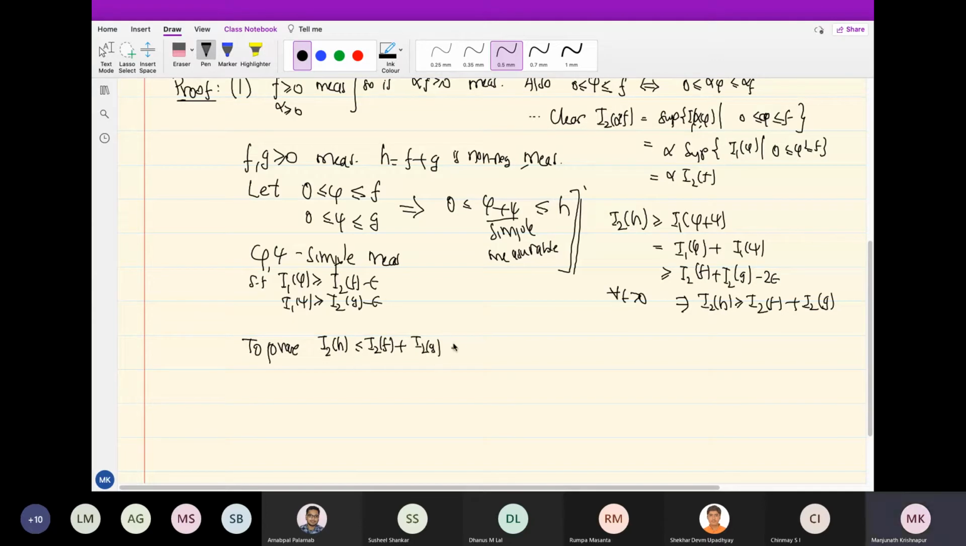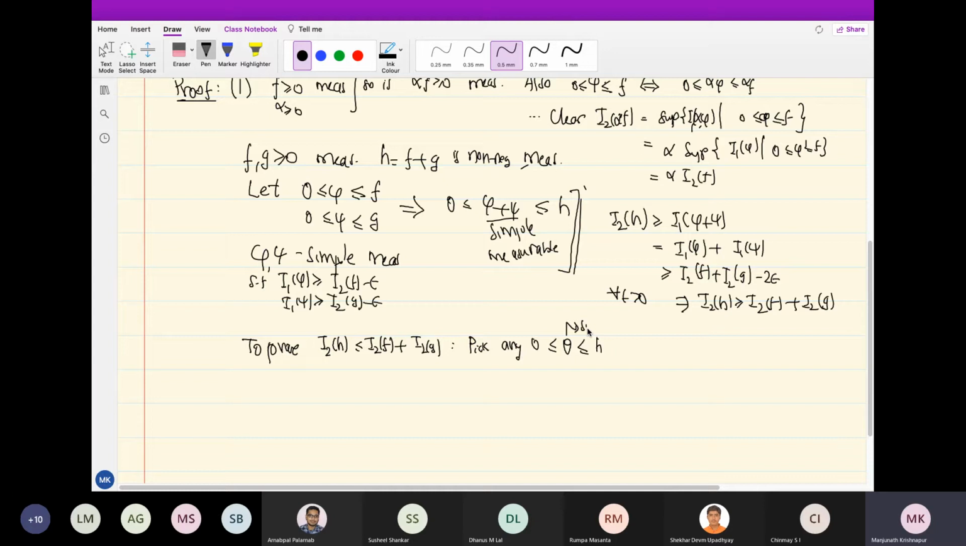To prove the other way, pick... So what is I2 of h? It is the supremum over simple functions bounded by h, right? So pick any phi between... okay, that may confuse with this phi, so let me give it a different symbol. Let's call it theta. So pick a theta, which is a simple function between 0 and h.